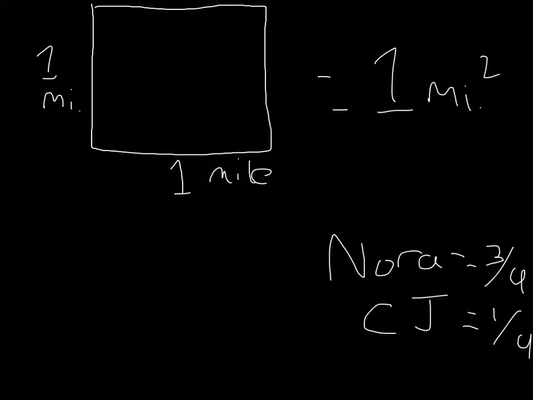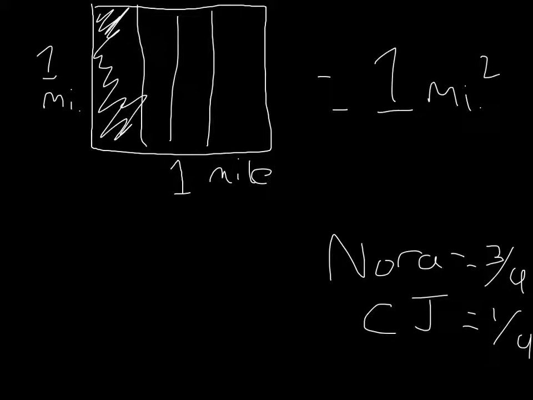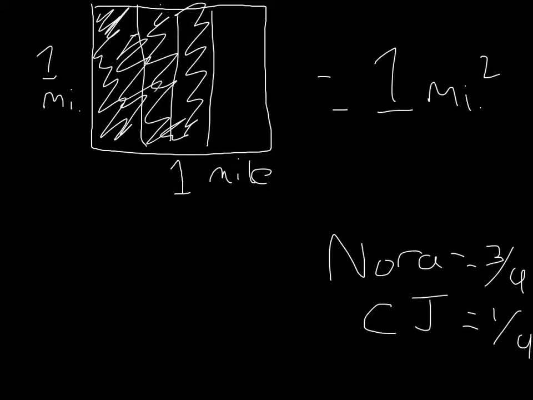So first let's map out whose land is who. So we have the lines going in to separate CJ from Nora. So now we have it into fourths, we can see which one's Nora's and which one's CJ's. So Nora has 3/4, so we'll shade that in with white. So she has this part, and then CJ has the other fourth.